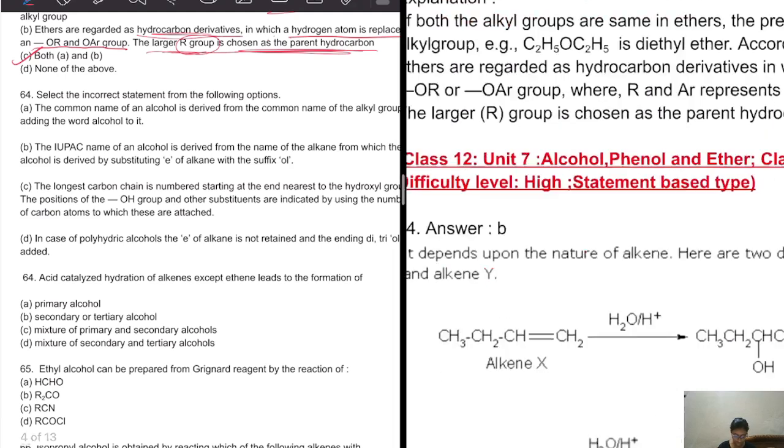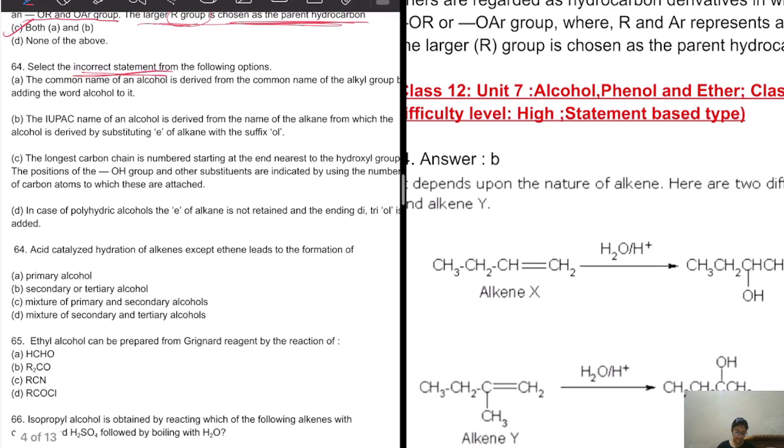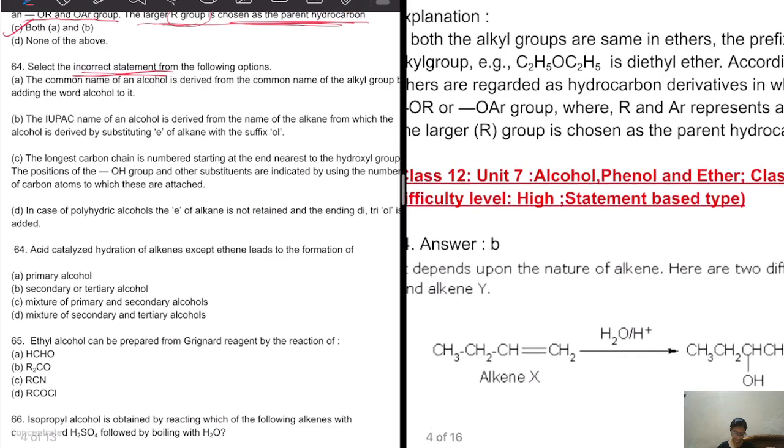So let's see the next question. The question given is to select the incorrect statement. Now here we have to select the incorrect statement from the following options. Let's see what all are the statements given to us.